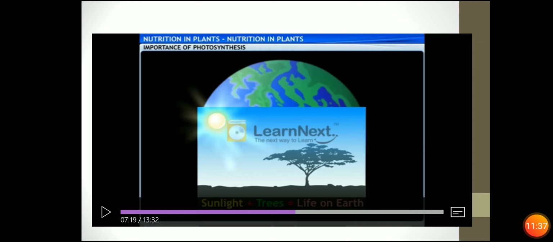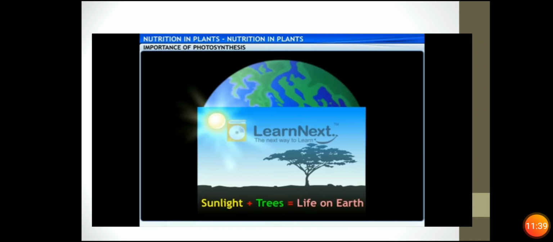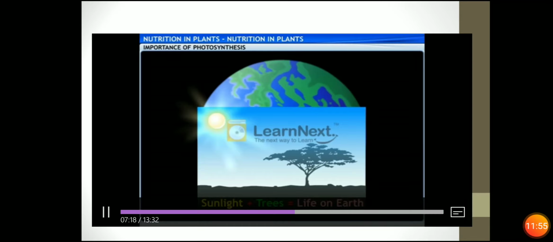Now sunlight and trees both are essential for life. Why? Sunlight is a source of energy. Now what does a tree do? A tree helps in making of food by using the sunlight. That's why both are known as lifelines for Earth, to sustain life on Earth.